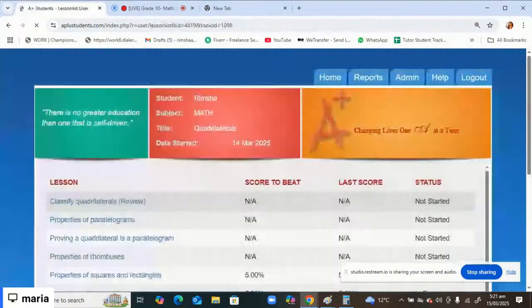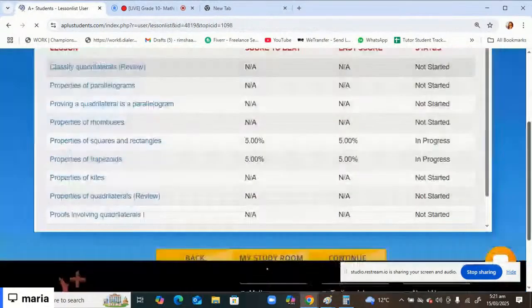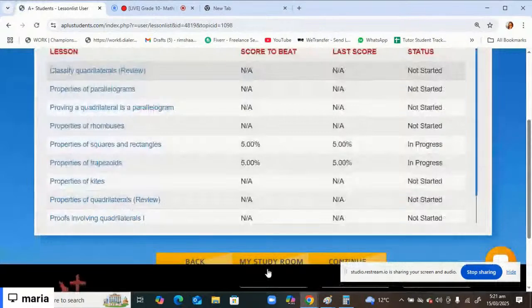So solve the rest of the test questions by yourself. Hope you guys understand this one. Now let's discuss the properties of kites.